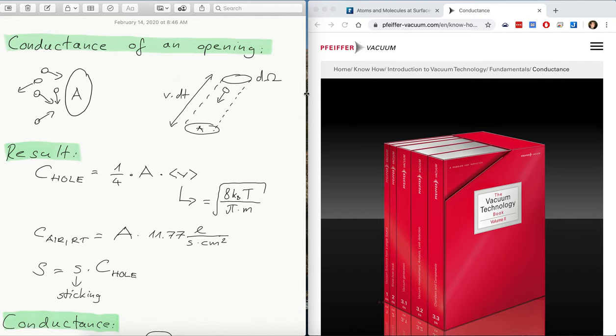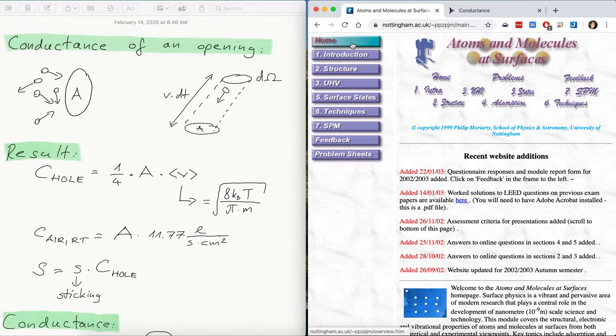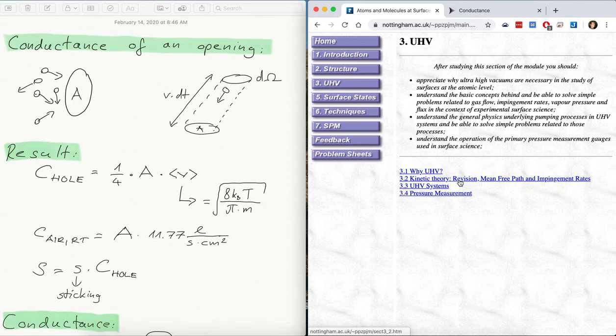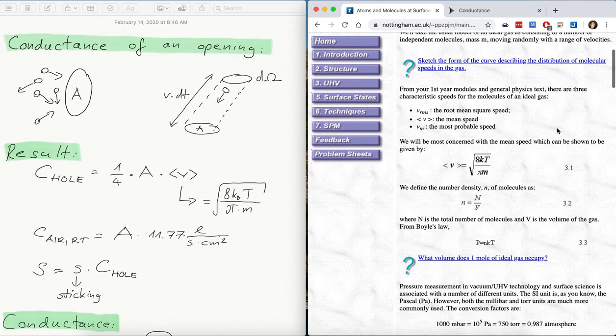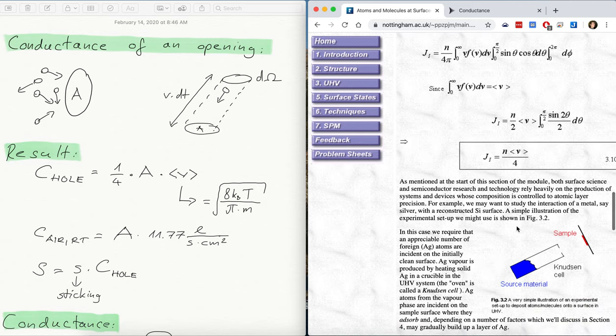In order to do this calculation, there is a nice website. If you go to the opening, it's Nottingham University's website about molecular dynamics. So in the UHV part, there is a page called Kinetic Theory Revision, Mean Free Path and Impingement Rate. And here you can see the whole calculation. They actually perform this integral over all solid angles.